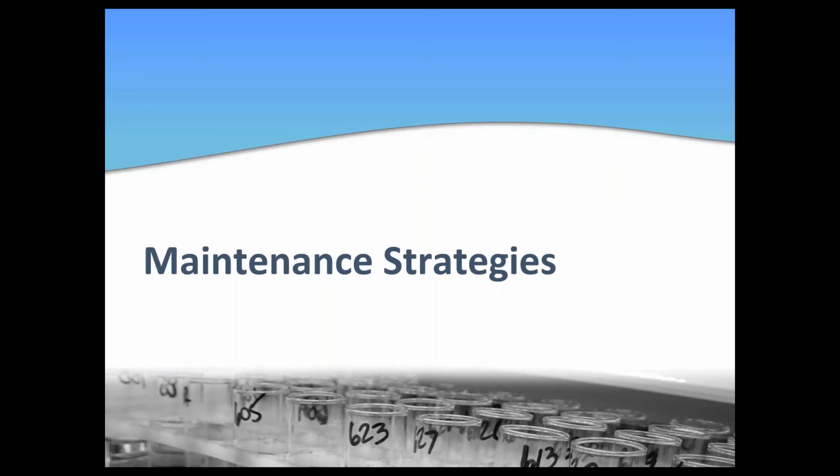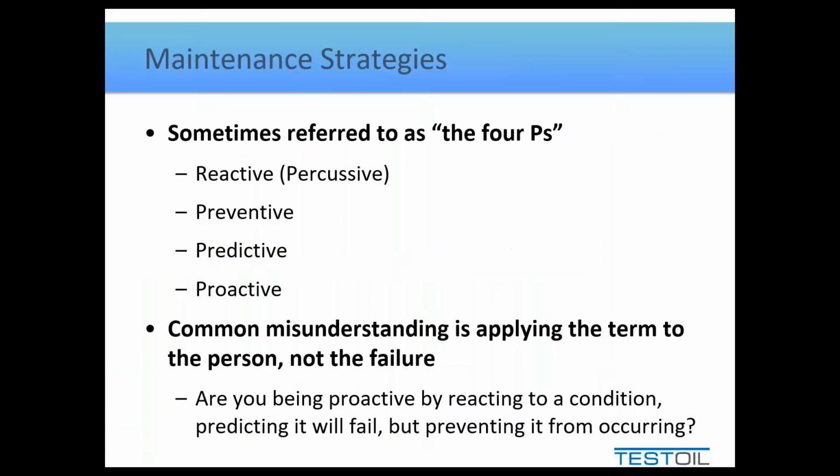RCM. So when I say maintenance strategies, generally speaking, what you're trying to say is there are four, and we jokingly call these things the 4 Ps, because we have reactive, preventive, predictive, and proactive, and we jokingly call reactive percussive, meaning if it makes noise, go fix it. But these are the primary ways of dealing with failures.